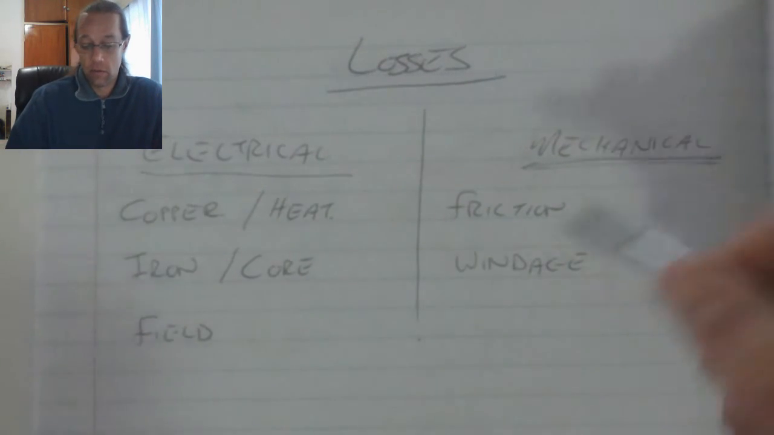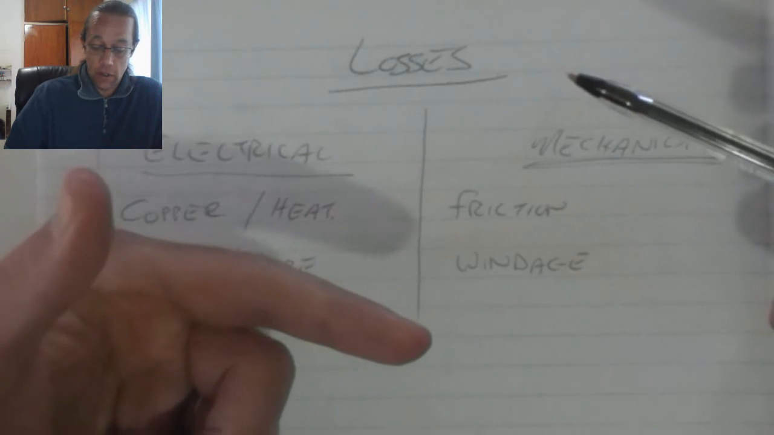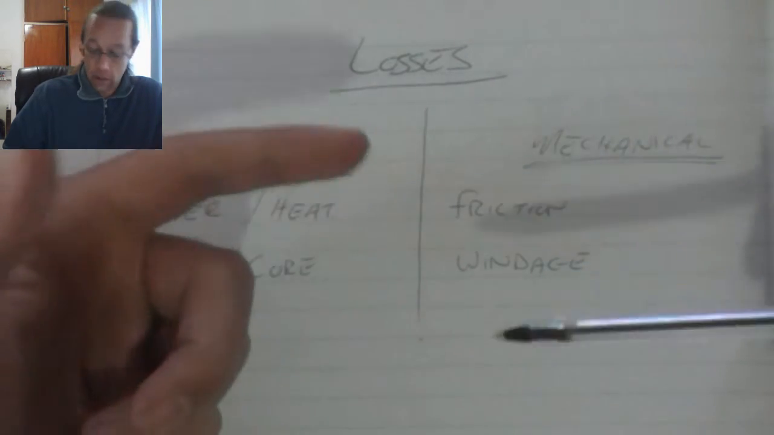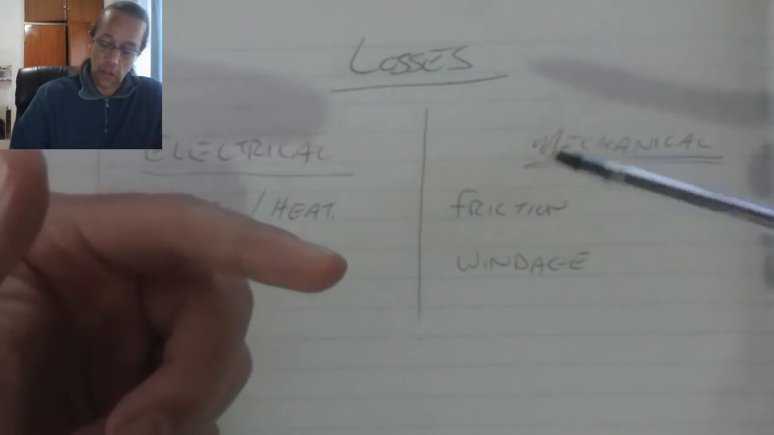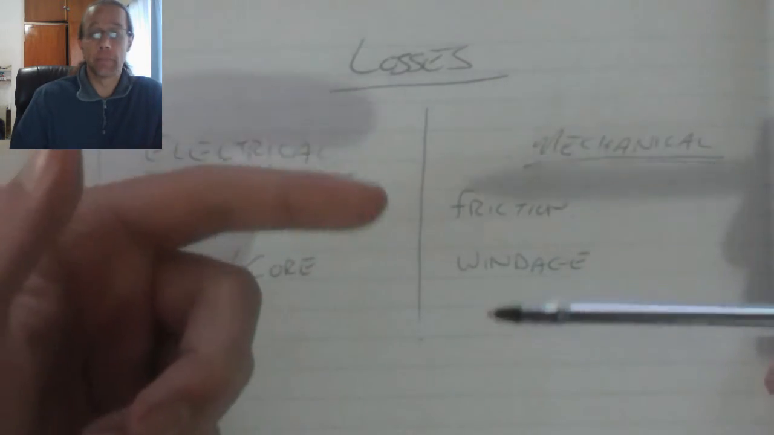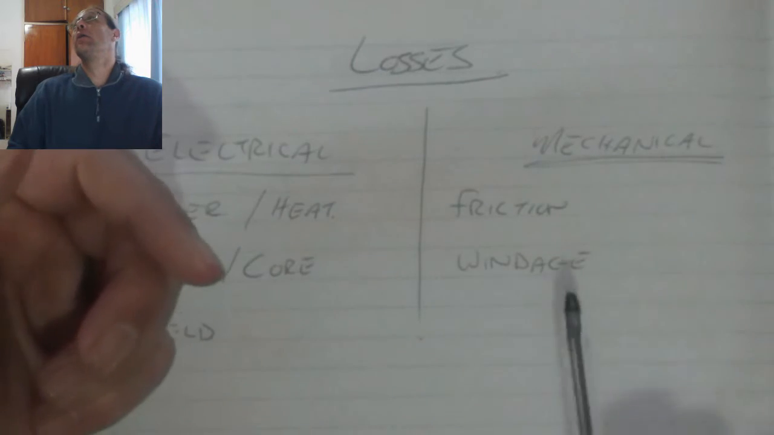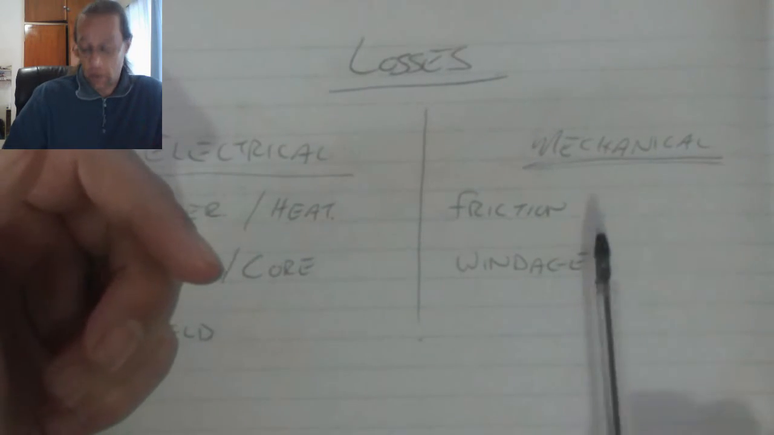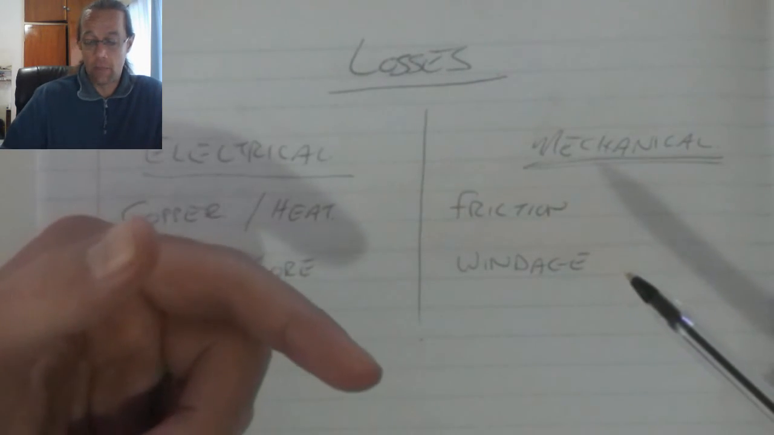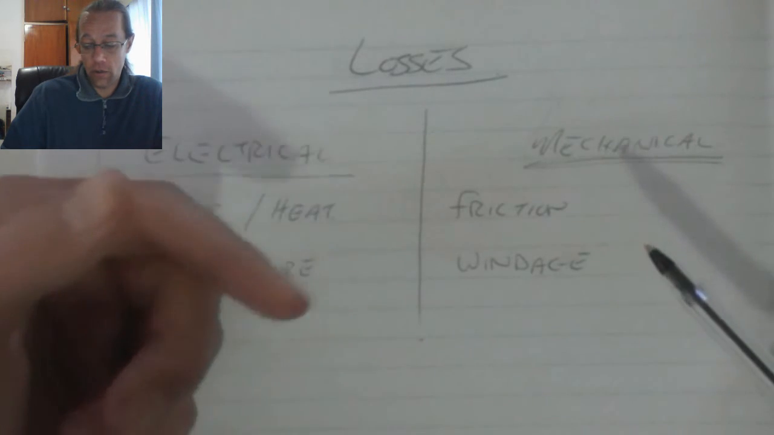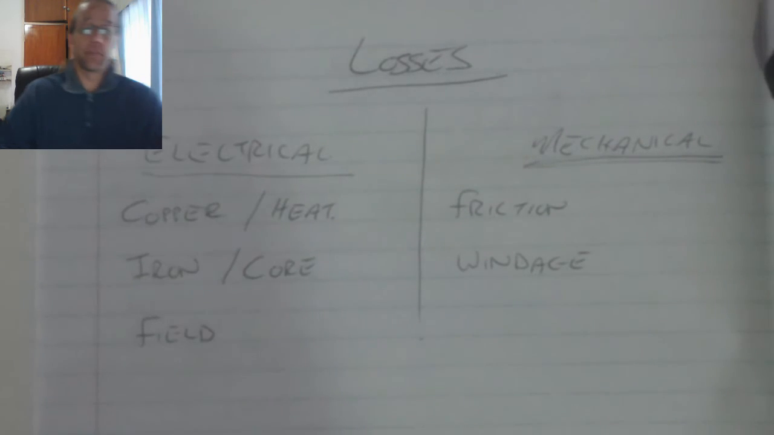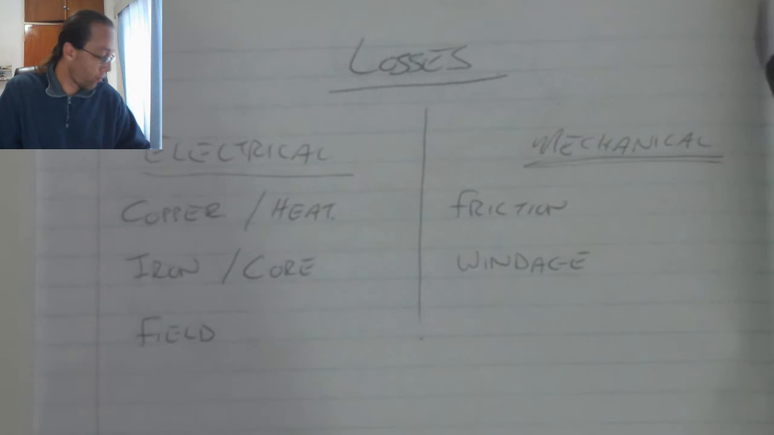Because of the rotation, air particles get trapped inside the rotating part of the generator. As a result, it tends to cause a windage loss where the actual air restricts the efficiency of the motion of the generator.